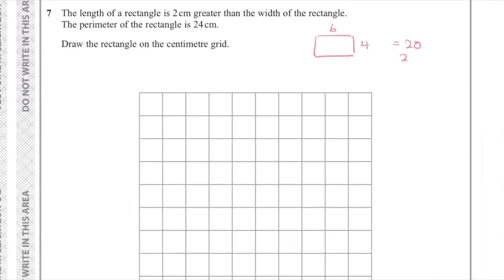I need one that is 24. So I'm really close. So I might try 7 and 5 next. 7 and 5 gives me 12. Double it gives me 24. That's the rectangle they want. So that's the rectangle we draw.